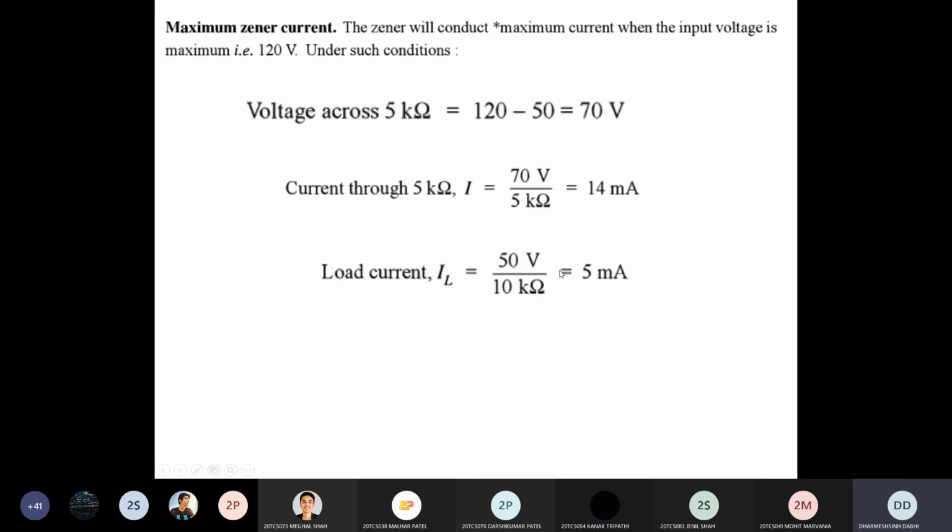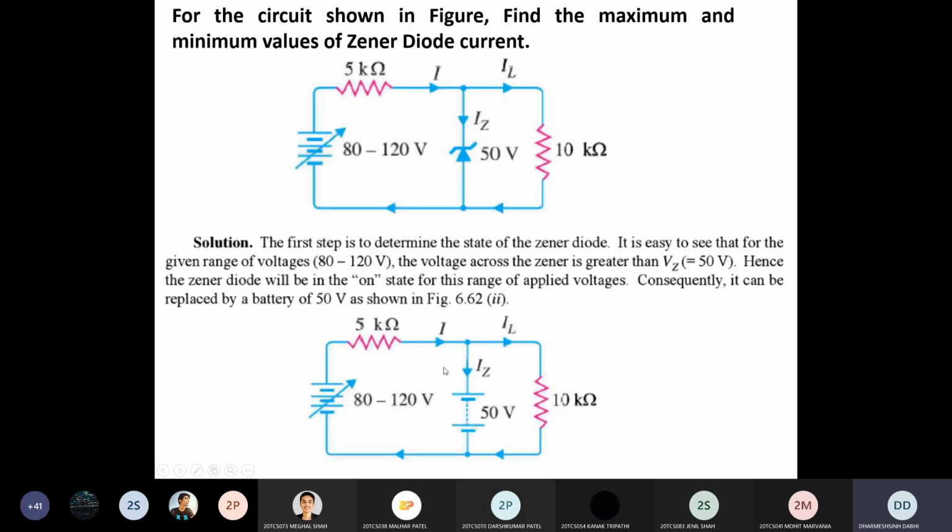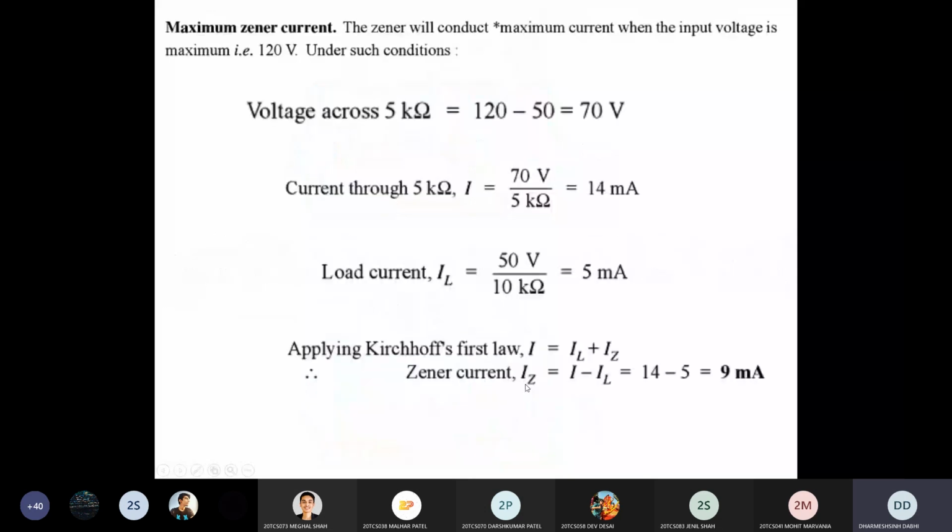You can see here, first we find the voltage across the 5 kilo ohm, which is 70 volt. Current through this 5 kilo ohm is 70 divided by 5, so 14 milliampere. Then we find the load current, 50 divided by 10 kilo ohm, which is 5 milliampere. So now tell me, what is the Zener current? Total supply current is 14, load current is 5. Maximum current is 14 minus 5, so it is 9 milliampere. Clear? Write down this answer, all of you: maximum current is 9 milliampere.